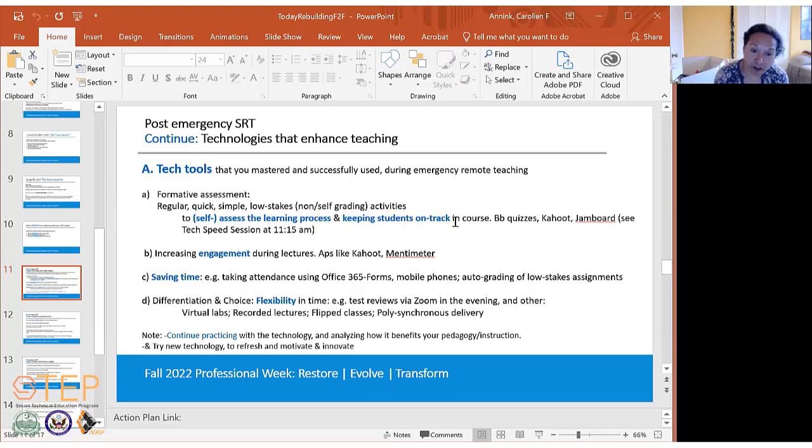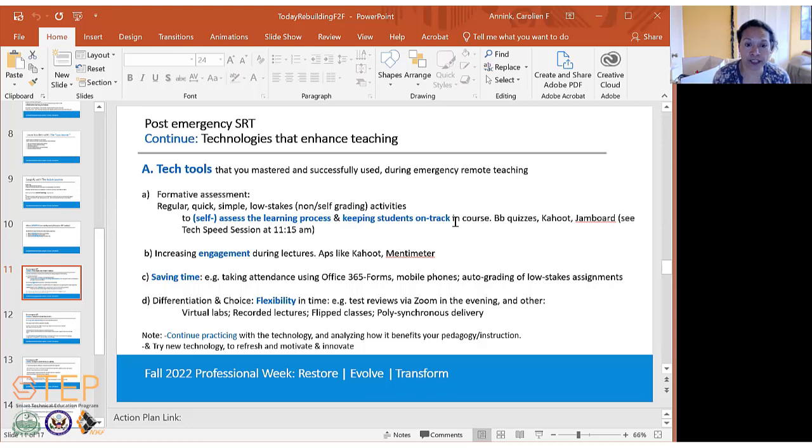I'm already talking about the second point here, that's engagement, especially when we are lecturing online, like in Zoom, synchronously. So the students are there and we're sharing the knowledge. It's nice to break up your lectures with activities to get students engaged, to do something with the knowledge. So there are a lot of apps out there that you could use for that to encourage engagement.